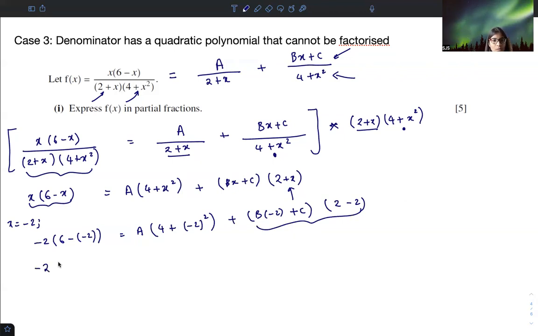Negative 2 multiplied with 6 plus 2 is 8 is equal to minus 2 squared is 4. So 4 plus 4 is 8 also. 8a. That means a is equal to negative 2 multiplied with 8 divided by 8, and that is equal to negative 2. So now we have the value of a, which is negative 2.